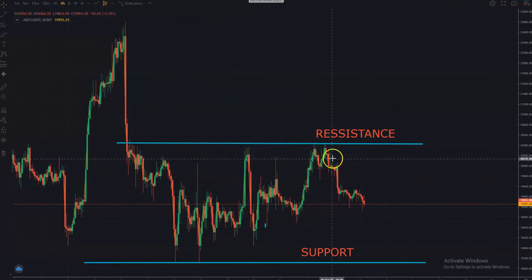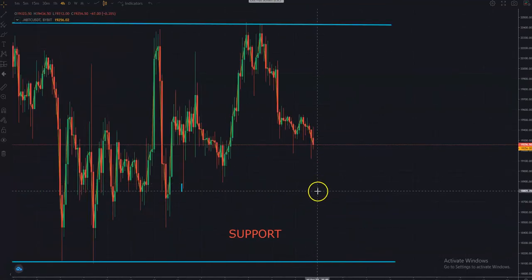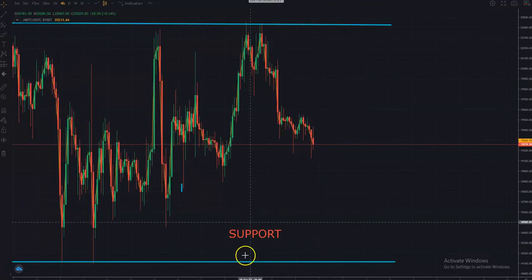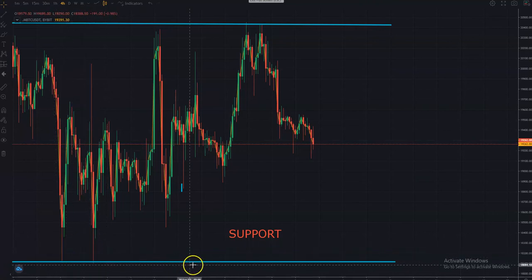Then there were also two more attempts that look like a double trend line resistance level, whereby the price resisted twice. Now we are locked right here in the middle, and here at the bottom you'll always have your support line. This is where the price went to its lowest, and it has not been able to break through this level, which is at $18,000 per coin.